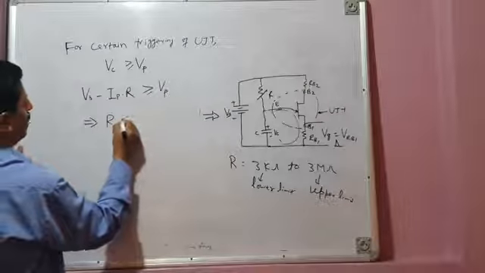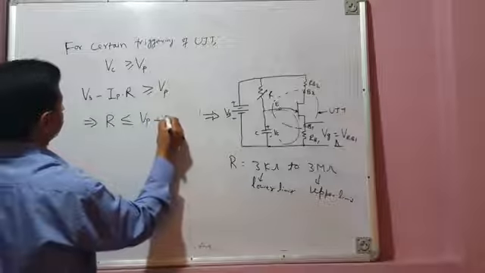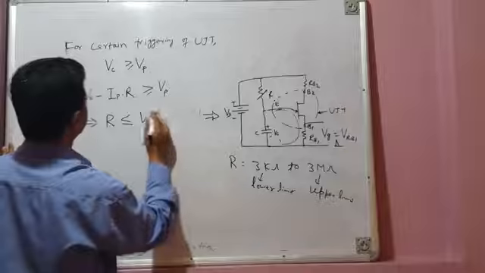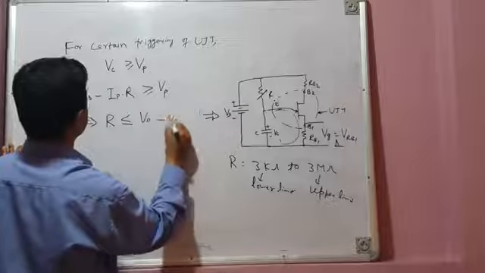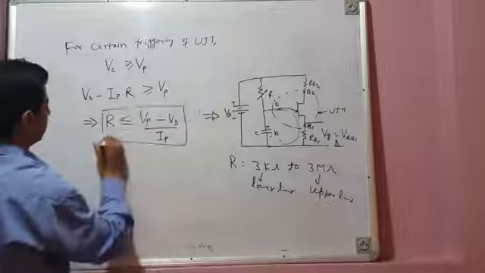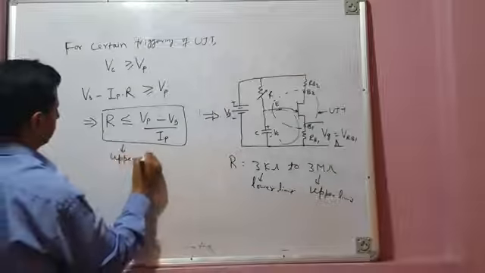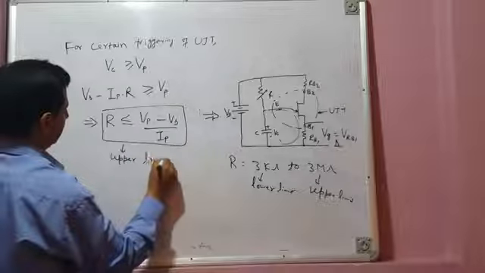So R should be, from this equation, less than or equal to (Vs minus Vp) by Ip. So this sets the upper limit of resistance, the upper limit of R.